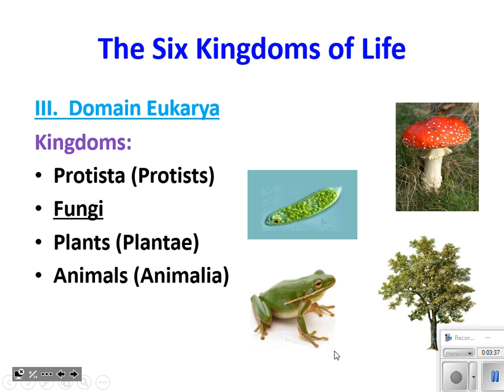I put that on there. My sister loves frogs. It's her favorite animal, so I just put a little frog on there for my sister.